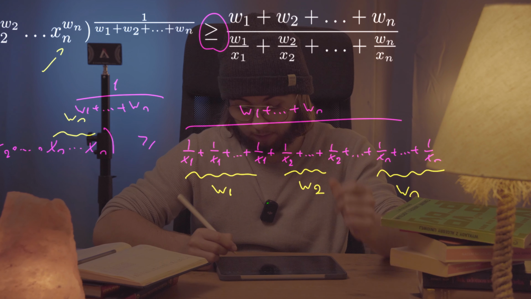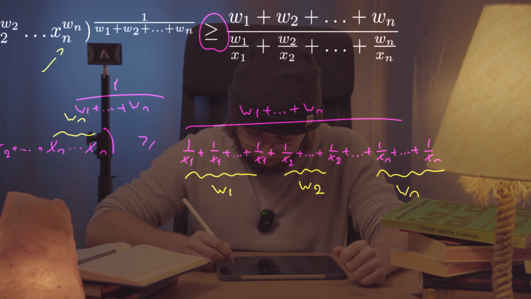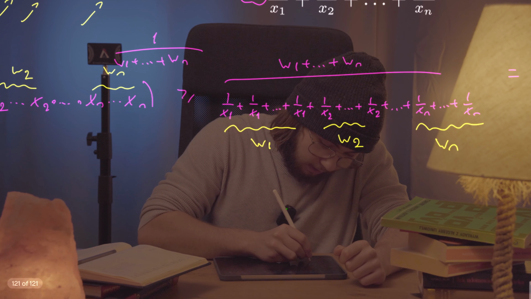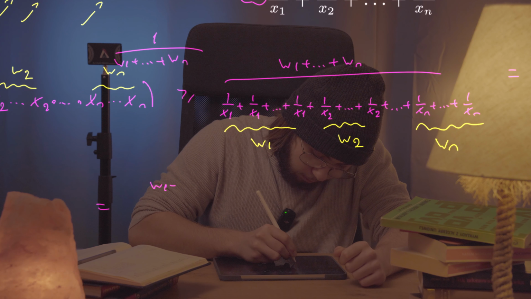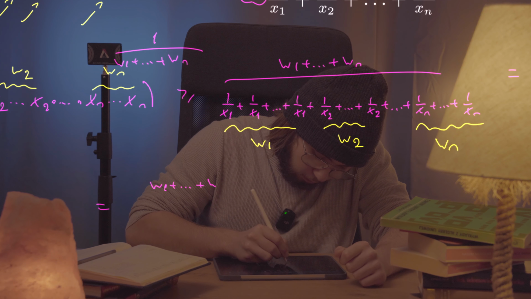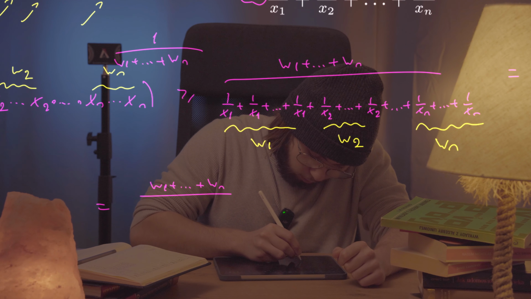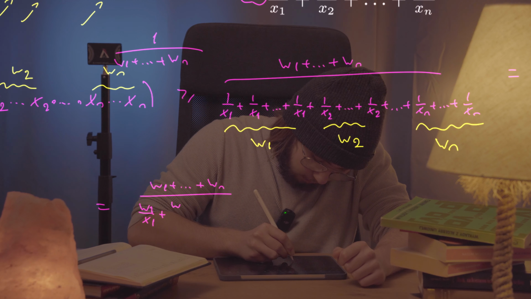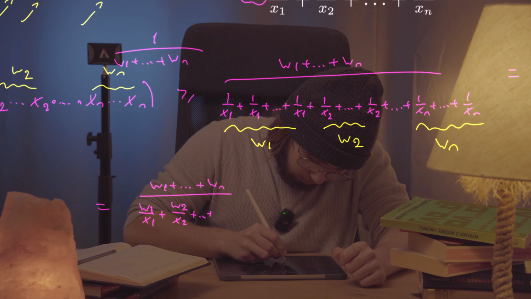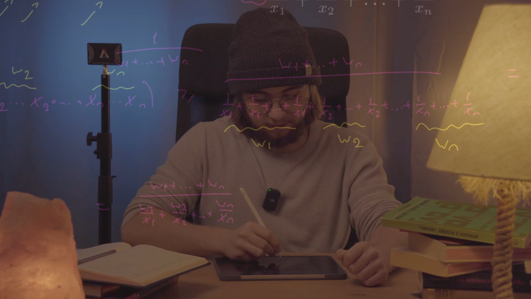So you can just go on and rewrite this entire thing as the sum of all of the w's, so w1 up to wn, all over w1 over x1 plus w2 over x2 all the way up to wn over xn. And that's exactly what we're supposed to prove.